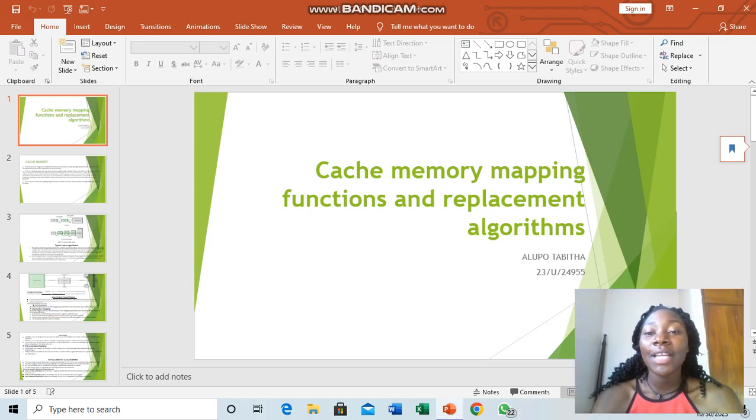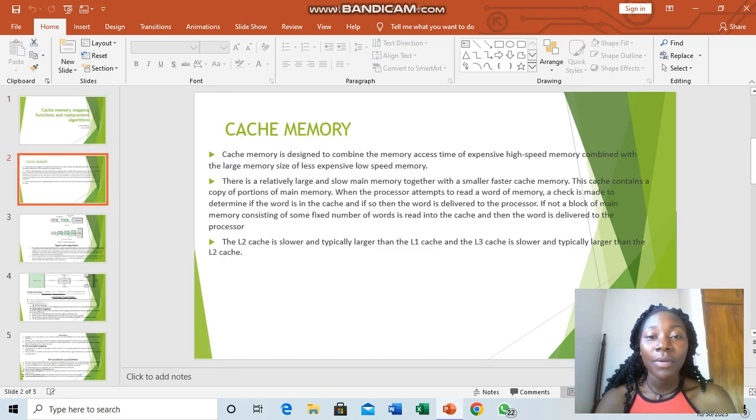We're going to talk about cache memory, mapping functions, and replacement algorithms. So first we're going to talk about cache memory. Cache memory is designed to combine the memory access time of expensive high-speed memory with the large memory size of less expensive low-speed memory.